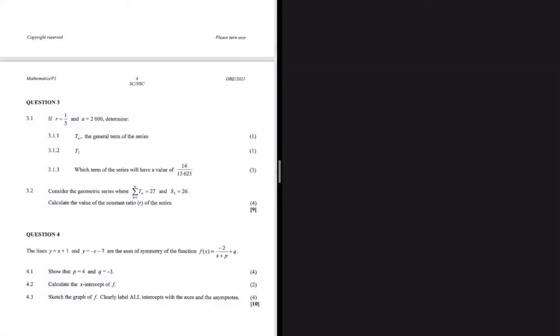So for question 3, we have 3.1. They're saying that if r equals 1 divided by 5, and a equals 2000, then determine 3.1.1, Tn, the general term of the series.